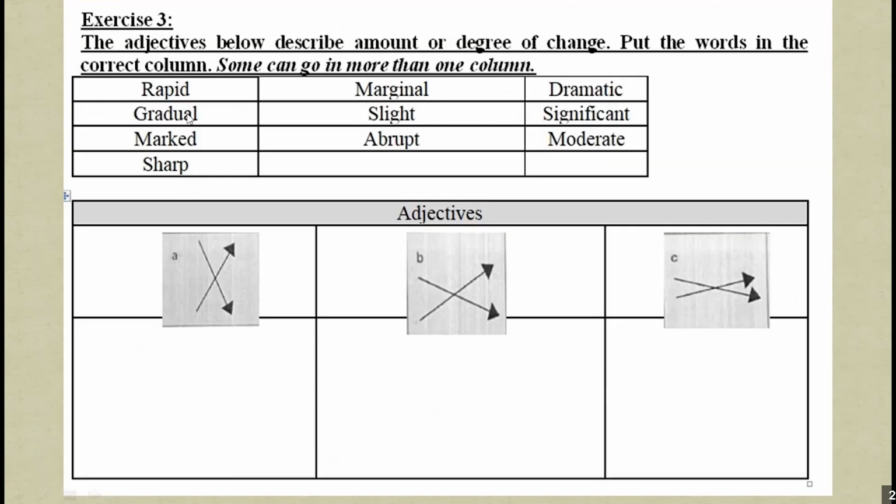Okay, how about this situation? These adjectives describe degrees of change. So what you need to do is to put them in the right place. Here, that's a sharp change, moderate change, slight change. Look at the adjectives and put them in the right places. We may have different opinions in this exercise, of course.